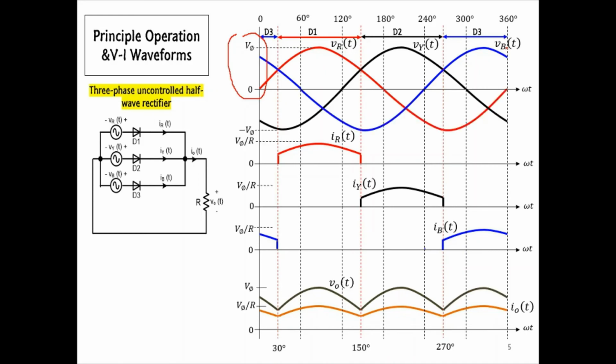Now, give your attention to the wave shape of the output voltage waveform. Based on the graph, we can see that the output voltage waveform consists of 3 voltage pulses. Because of that, the half-wave rectifier is also known as a 3-pulse rectifier.